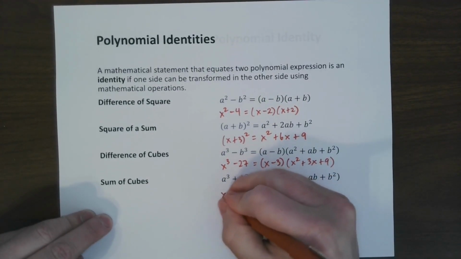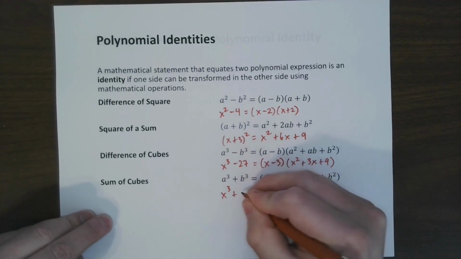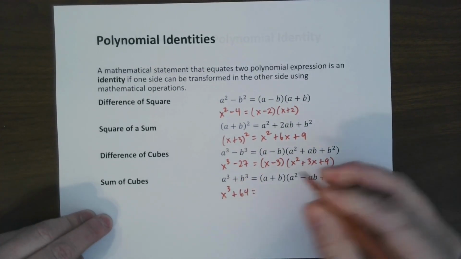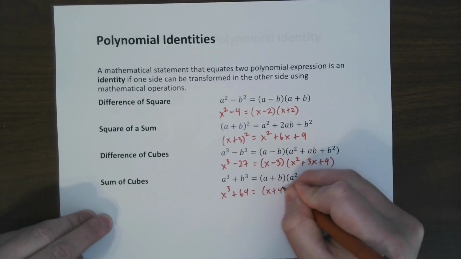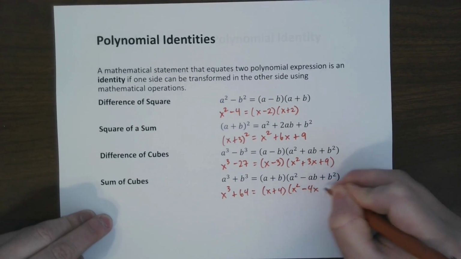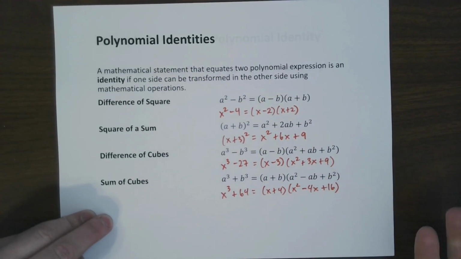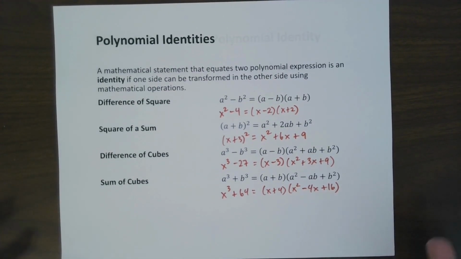So same thing, one more. If I have x cubed plus 64, I get x plus 4. So then I get x squared minus 4x plus 16. And that is a pattern. So basically in math, any shortcut we find is basically just a pattern.